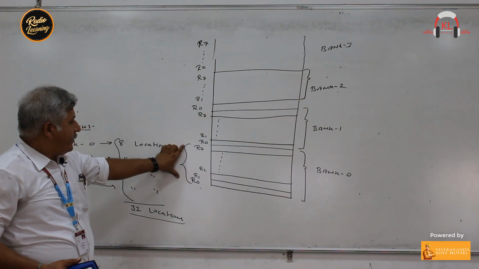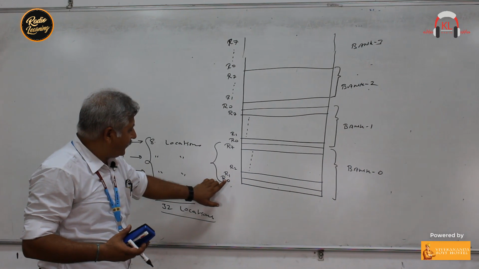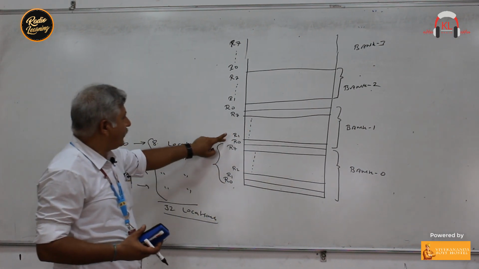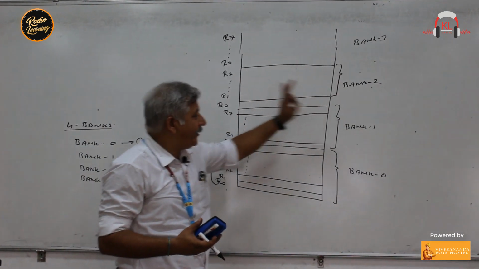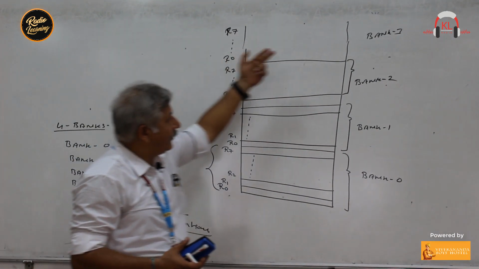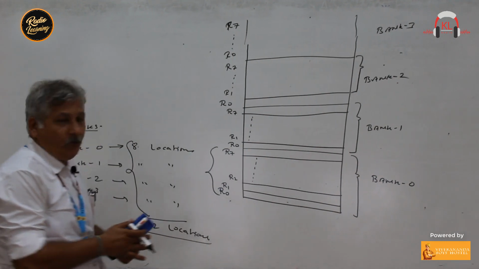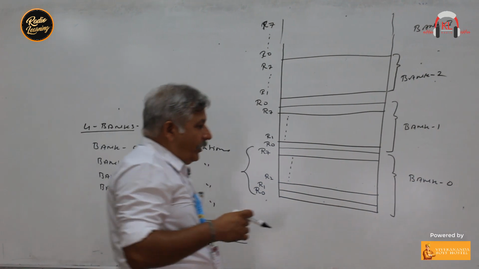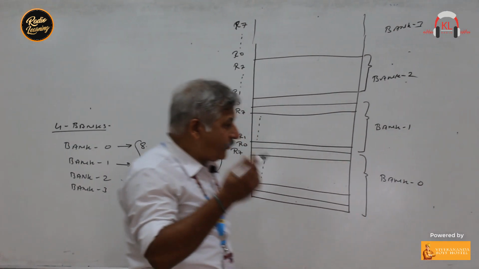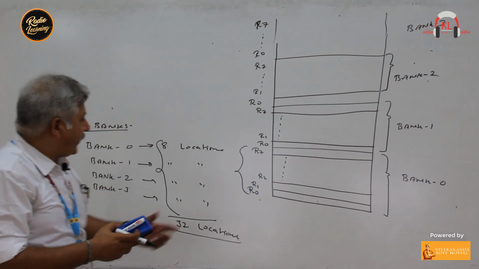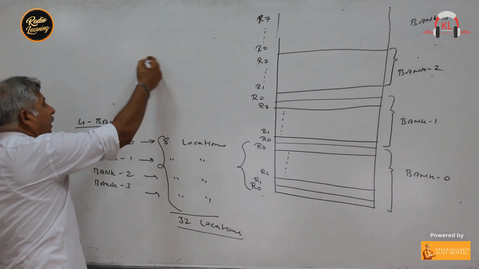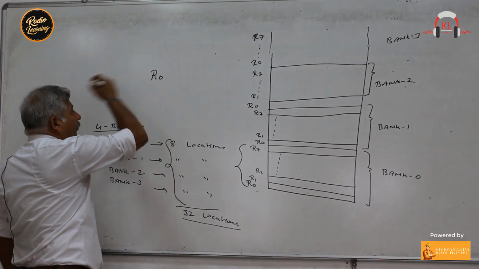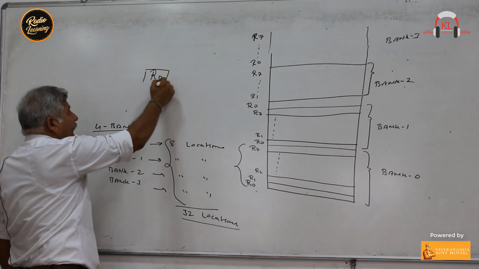Bank 0 has 8 registers from R0 to R7. Bank 1 has 8 registers from R0 to R7. Bank 2 has 8 registers from R0 to R7. Same way, bank 3 has 8 registers from R0 to R7. But now here, suppose in some instruction I have written register R0, right? I want to access the content of register R0.